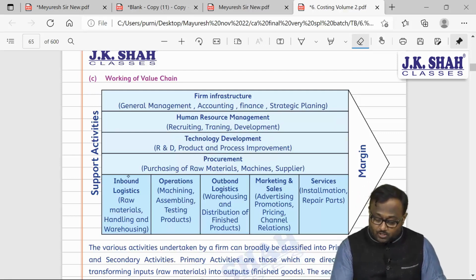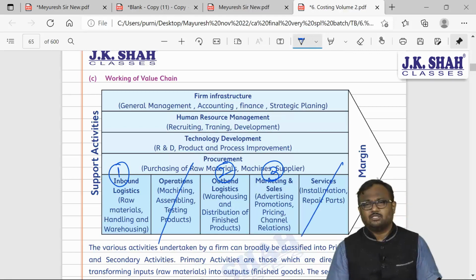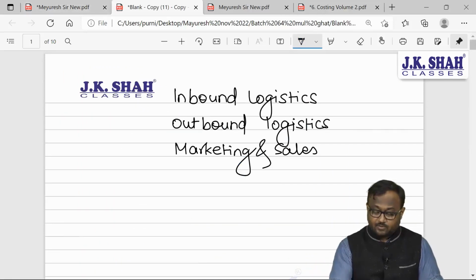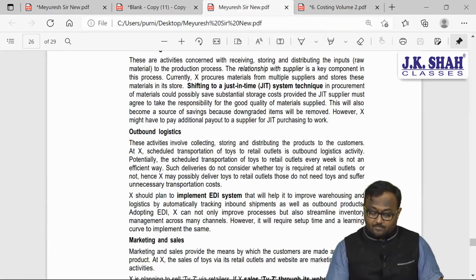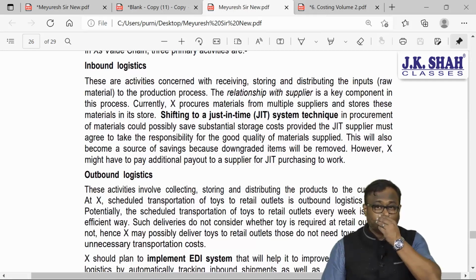I am taking only these 3 because I could see the problem in these 3. I did not see any problem with operations and service so far. Let me explain things to you guys. Inbound is about input. Here you are buying material from different people, different suppliers.